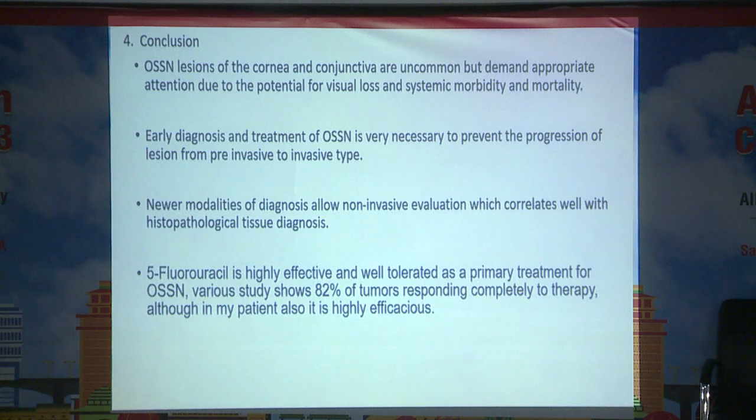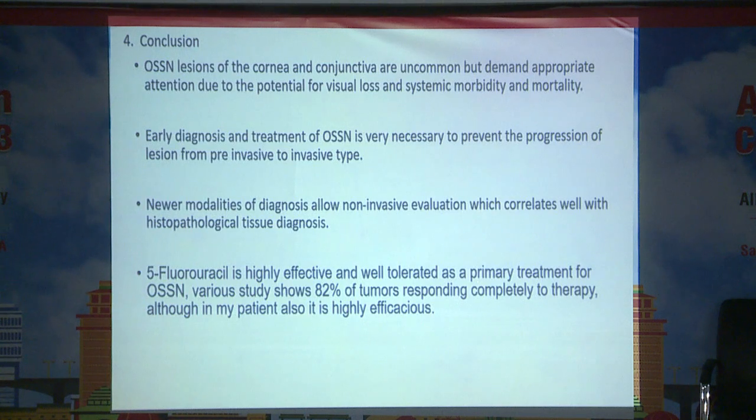Now we'll come to the conclusion. OSSN lesions of the cornea and conjunctiva are uncommon but demand appropriate attention due to the potential for visual loss and systemic morbidity and mortality. Early diagnosis and treatment of OSSN is very necessary to prevent progression of the lesion from pre-invasive to invasive types.